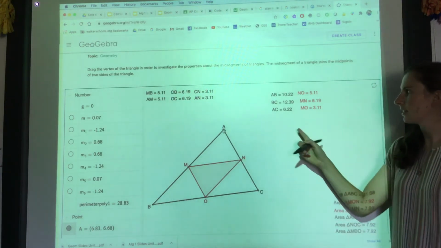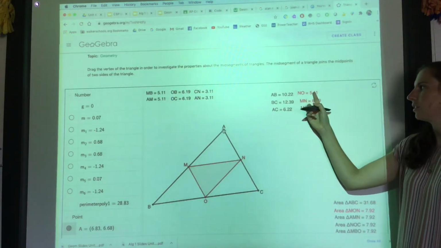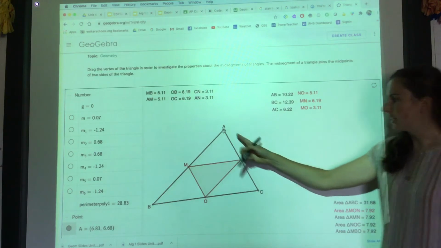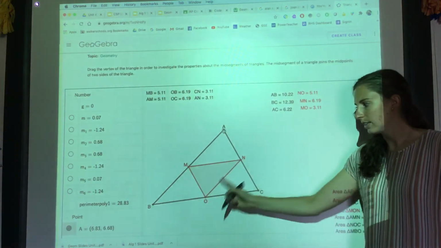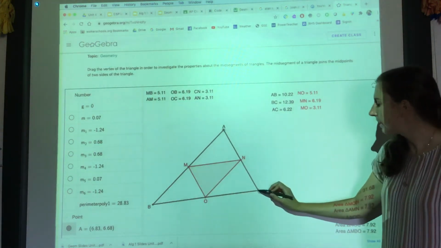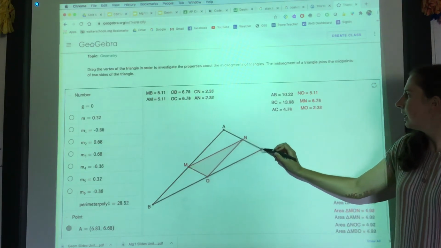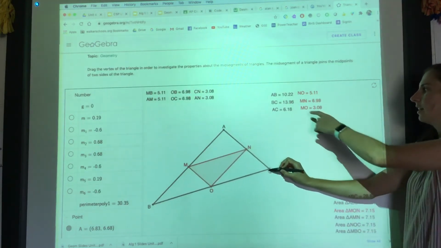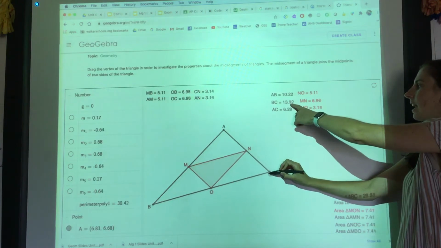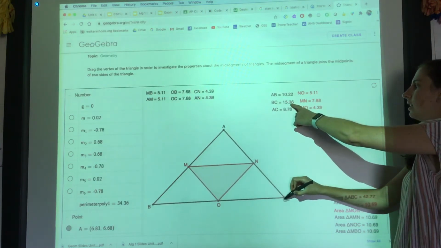Also notice the lengths, 10.22 compared to 5.11. This is 10.22, this is 5.11. And that stays consistent even as I move these. See how this one is exactly double this one?